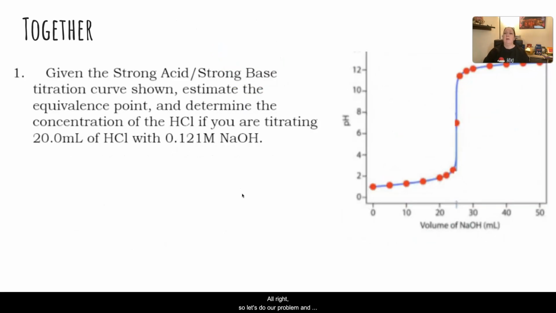Moving on. All right, so let's do our problem and then we're done. Because this is a lot for one day. I'm telling you, titrations and acid-base stuff is hard. I got you. And if you're understanding it, it's because I'm explaining it so well.